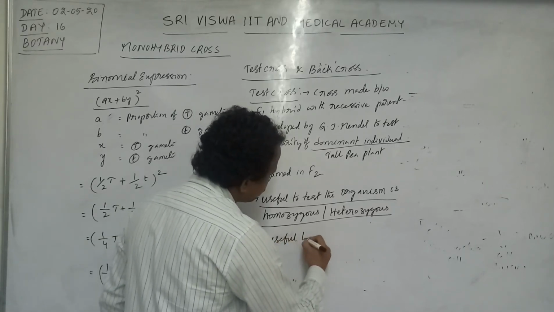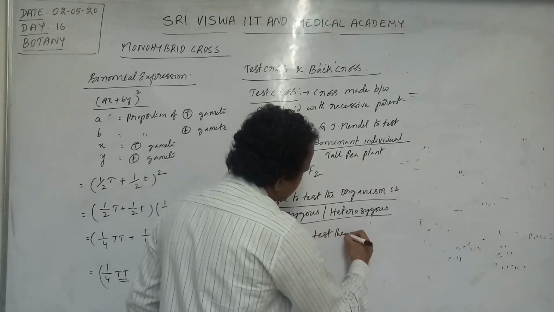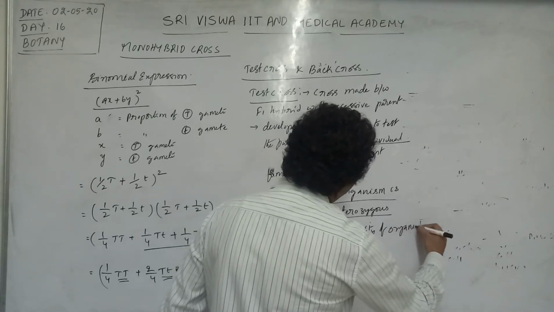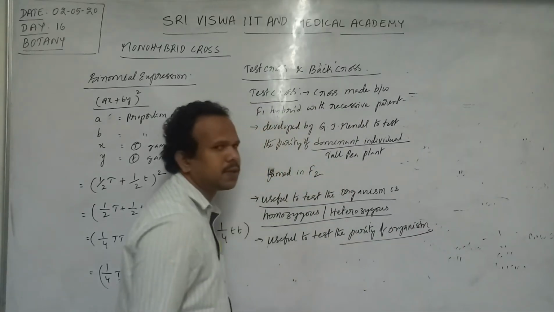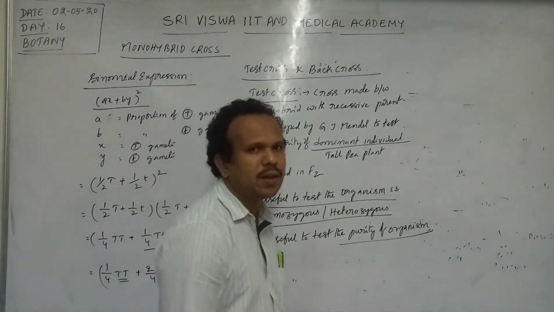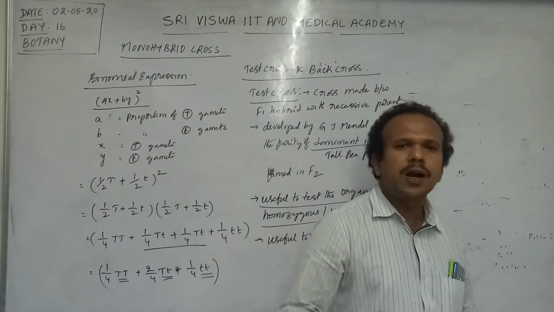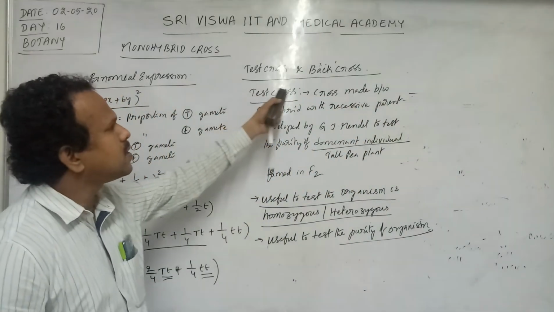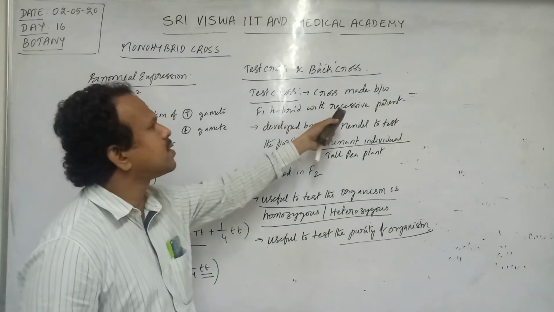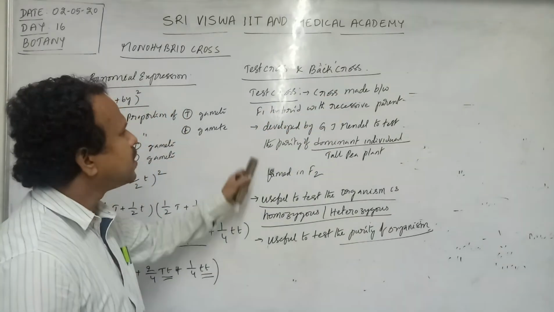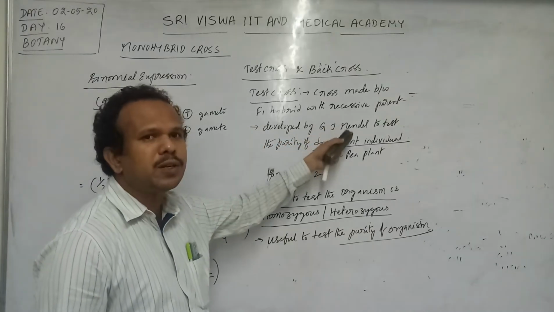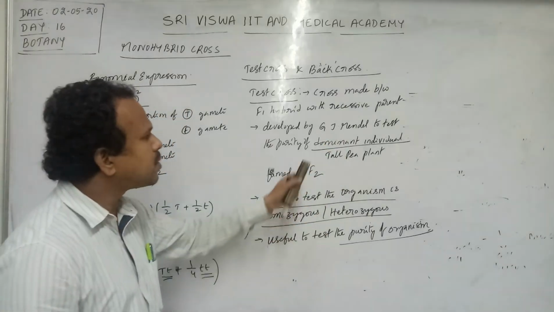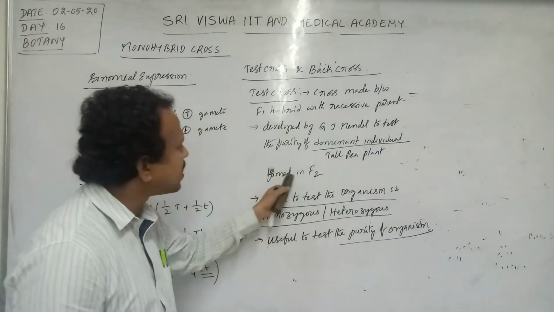Test cross is useful to test the purity of the organism. Very important. Whether the organism is pure or not. Purity: pure means homozygous, not pure means heterozygous. Very important. Test cross is a cross made between F1 hybrid with recessive parent. For the first time, this cross was developed by Mendel. Why did Mendel use this cross? To test the purity of the dominant individual, to test the purity of the tall pea plant formed in F2.